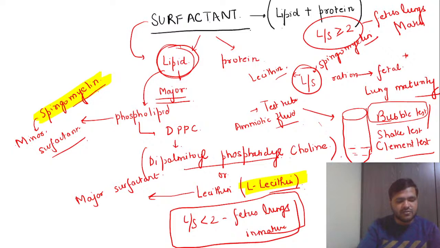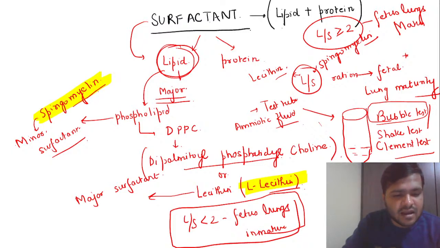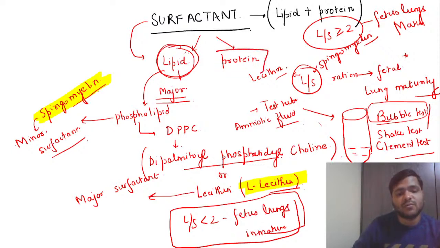In that case, we have to carry out the maturity of the lungs. Okay, so that was about, firstly, the lipid part. Now coming to the protein part, which proteins produce this?